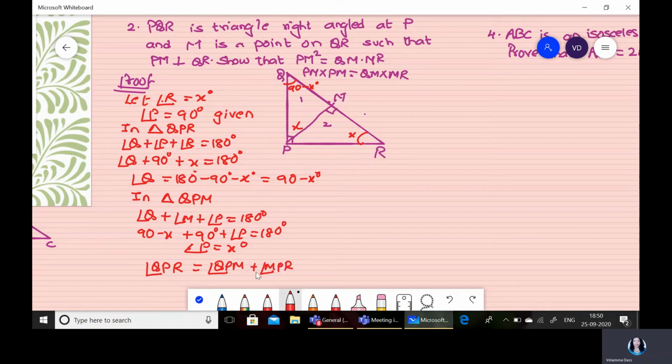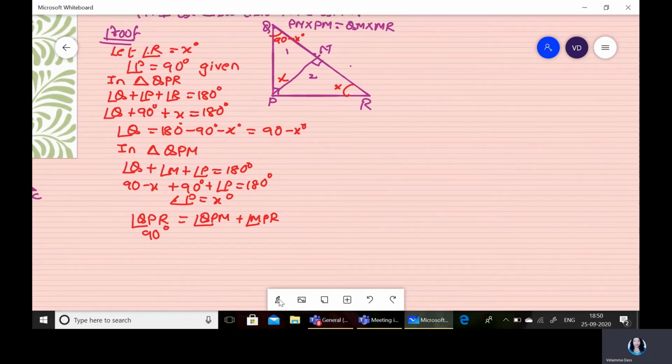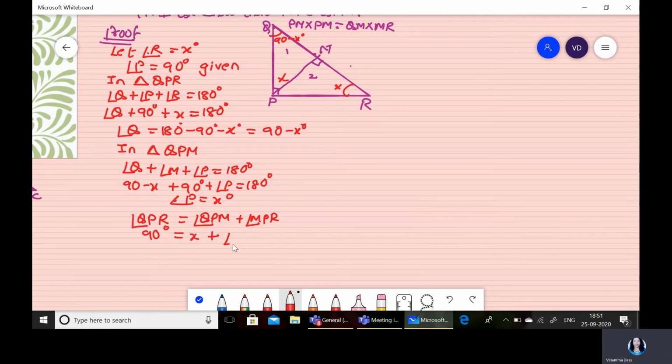So can we find angle MPR? Here we know QPR is 90 degree, and QPM is X. QPM we have taken as X, we found it as X. So we can find MPR very easily. We have to find MPR. So this X will go this side, and when this X goes this side, we'll get 90 minus X. So here we have got MPR is 90 minus X.